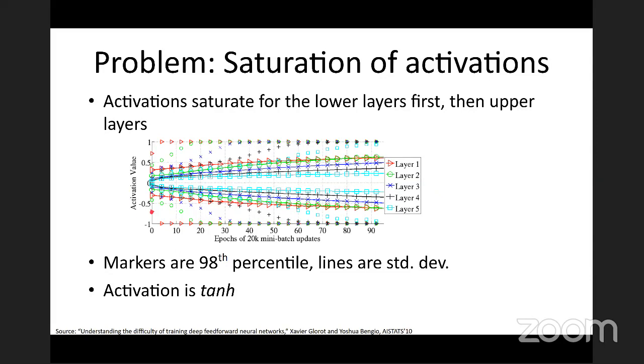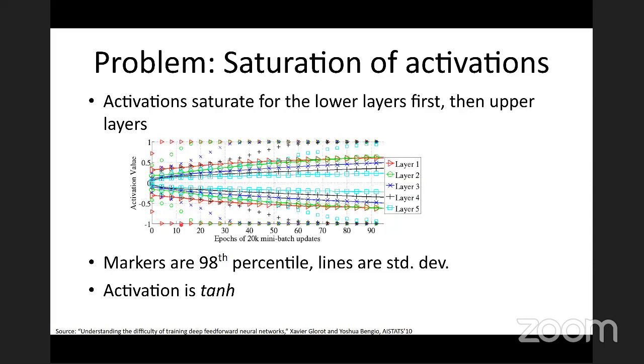What you see is that for layer 1, very quickly after a few training epochs, the value becomes either -1 or +1. For layer 2, after some time, the value becomes either -1 or +1. Only for layer 5, it remains between -1 and +1, even after a lot of epochs. So what does this tell us? Basically, they are showing two different things here. They are showing both the activation and the gradient.